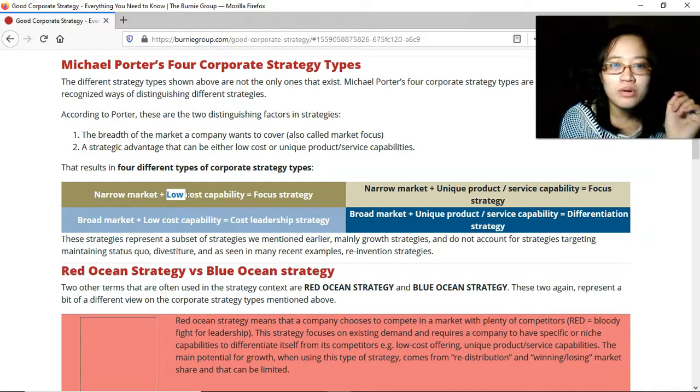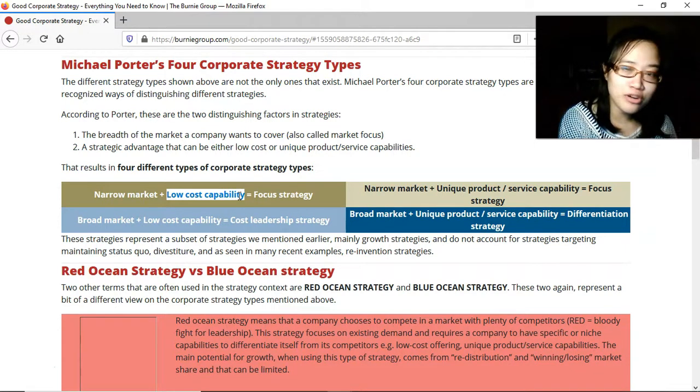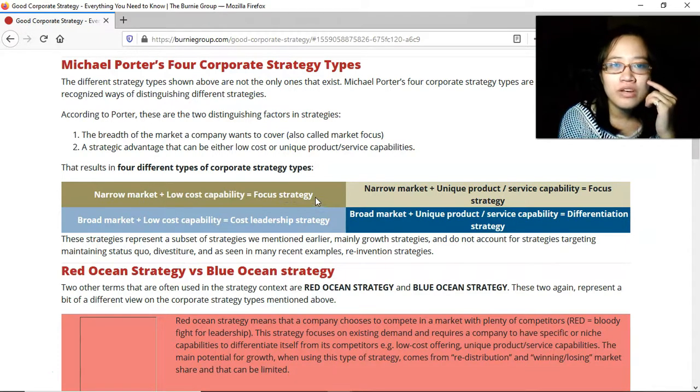right? Tapos, low-cost capability, di ba, kapag dito sa atin, local authors, normally, pinipirata. Okay? It's not a good example, but, it's an example for this one. Kasi pag sa recto mo lang siya binili, di ba, mas mura. But of course, I am not encouraging you to do that. As much as possible, buy the original. Support our local authors. Okay? Focus strategy.